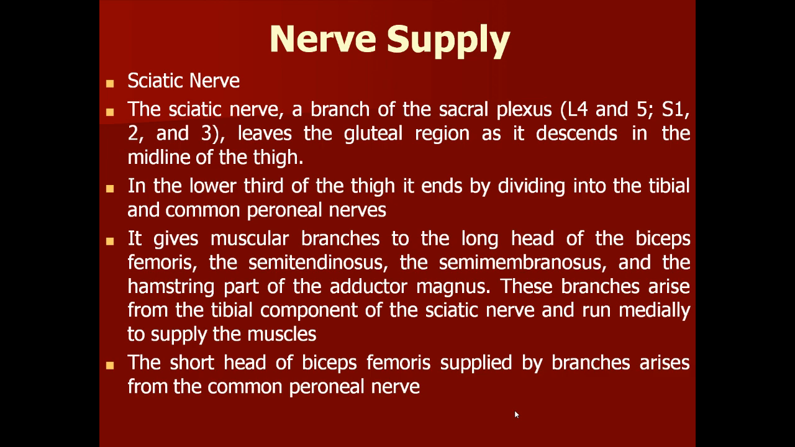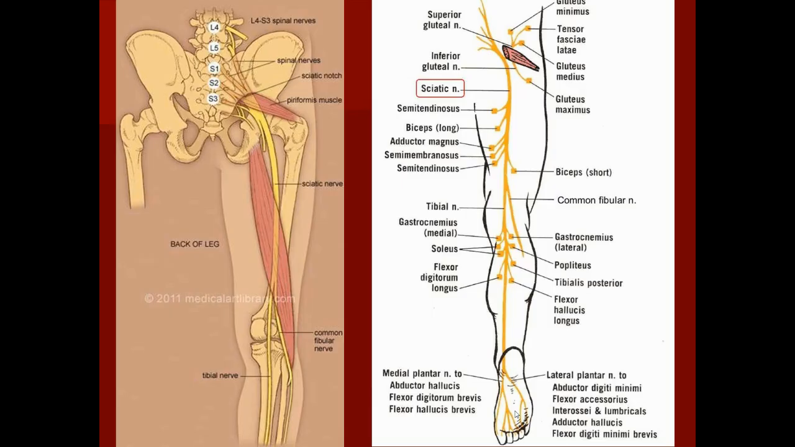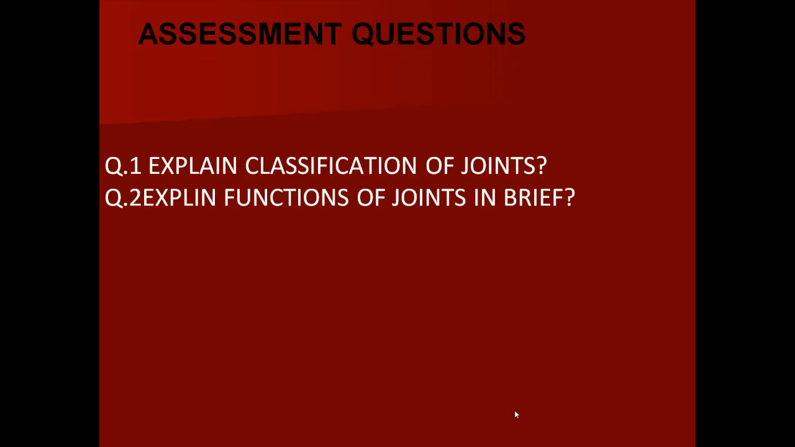These branches arise from the tibial component of the sciatic nerve and run medially to supply the muscles. Now we'll see the short head of the biceps femoris, which is supplied by branches that arise from the common peroneal nerve. So you can see all the nerves and their positions here.